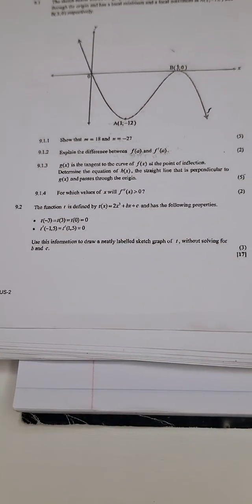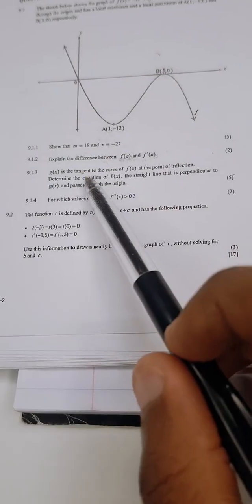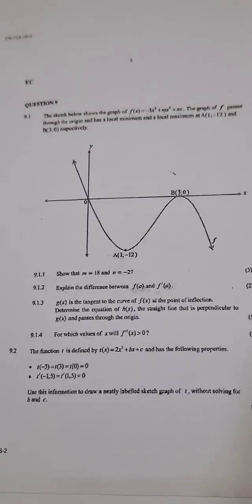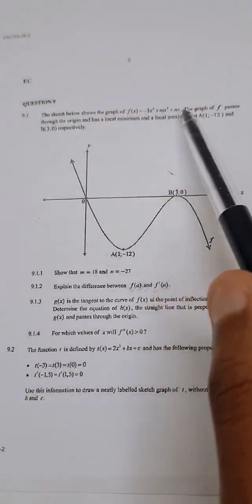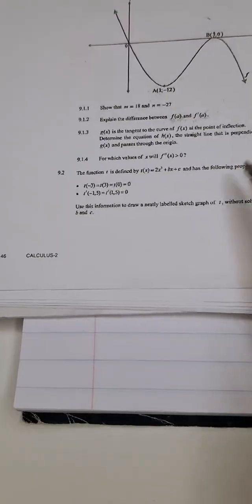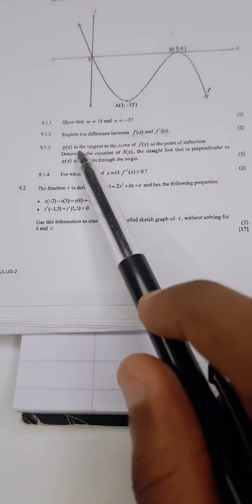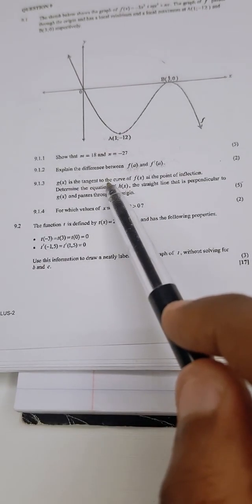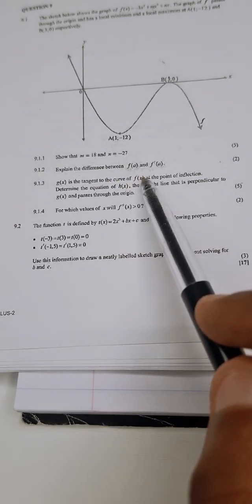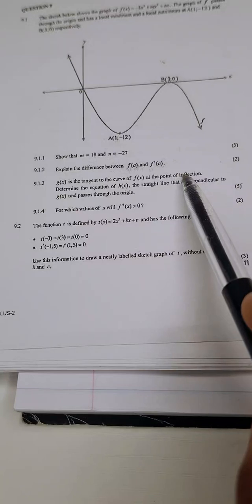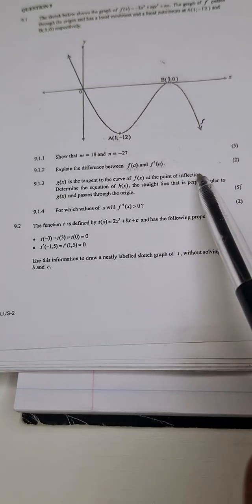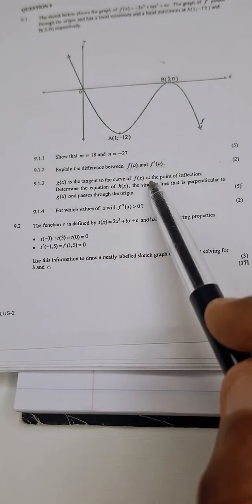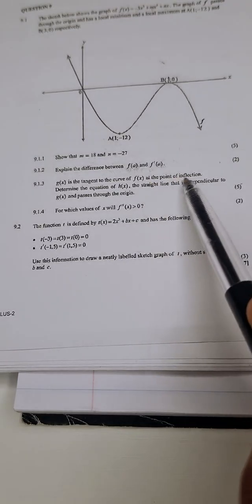9.1.3 says g of x is the tangent to the curve of f of x. What is now g of x? So we were initially talking about f of x, the cubic function. Now all of a sudden in this question we are told of g of x, and we are told that g of x is the tangent to the curve of f of x at the point of inflection.